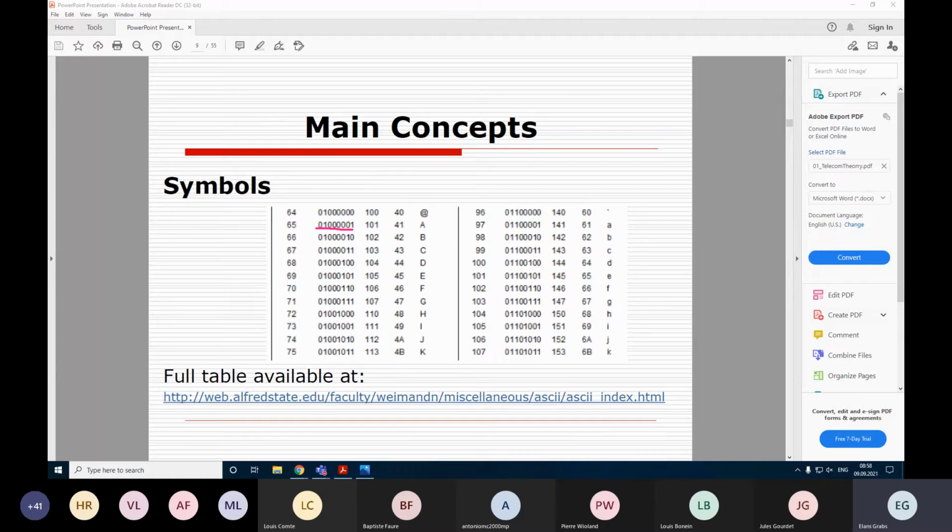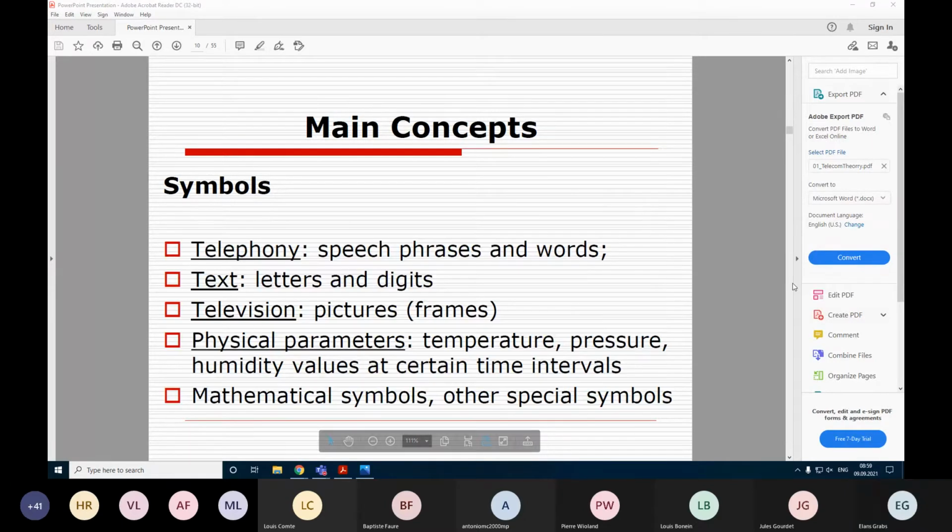Yes, and if you are interested, you can follow this link and see this table completely. But it's important to stress that symbols are not always letters or digits. They are fragments of information. For example, when we talk over the phone, we can consider separate phrases and words as symbols, which we send by communication systems.